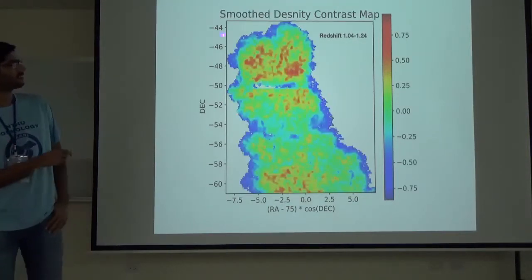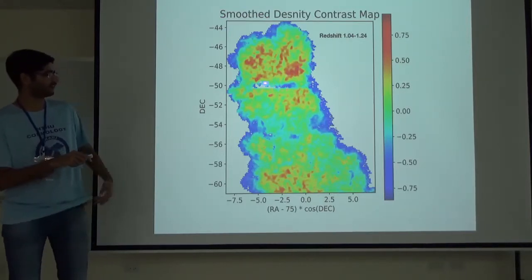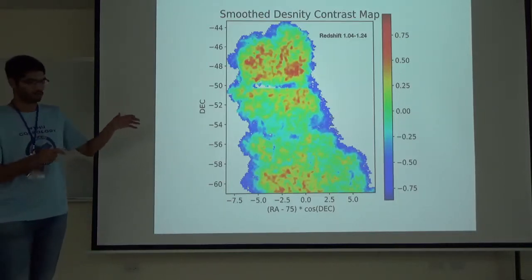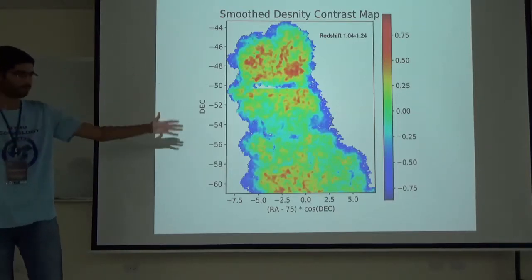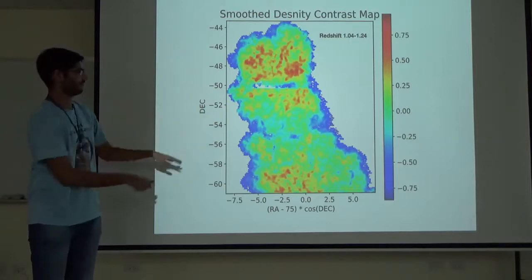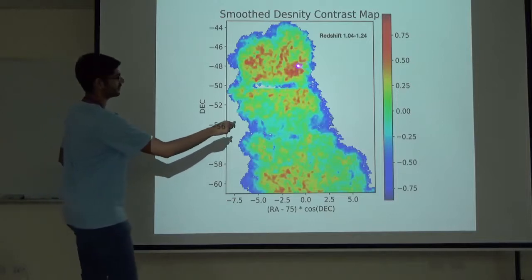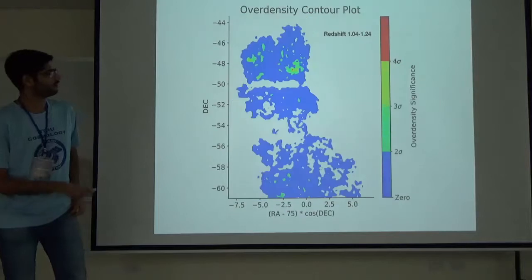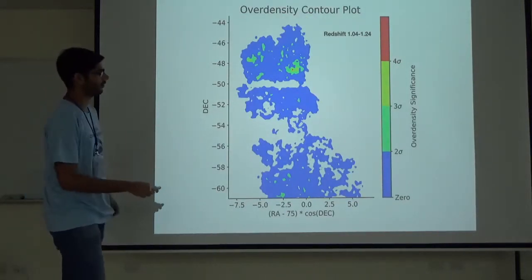So what we do next is create a smooth density contrast map. Basically, we use a 2D Gaussian kernel and smooth everything out. What that does is it allows us to look at overdensities over multiple pixels because they're smoothed out in the 2D space. So over here you can see there's some structure, high overdensities in these two points. Obviously we can make a contour plot, and you can see there's like a 4 sigma overdensity.